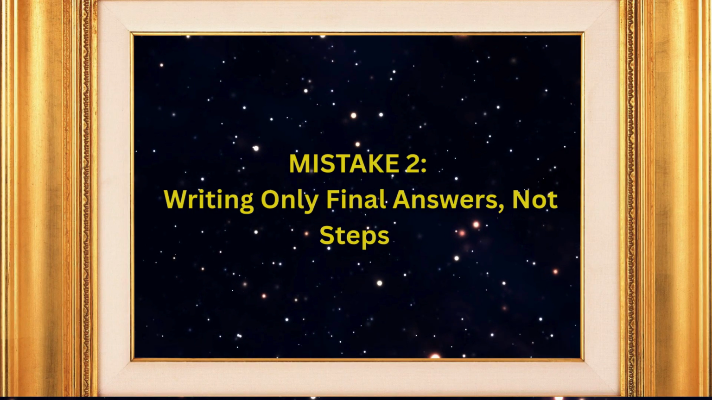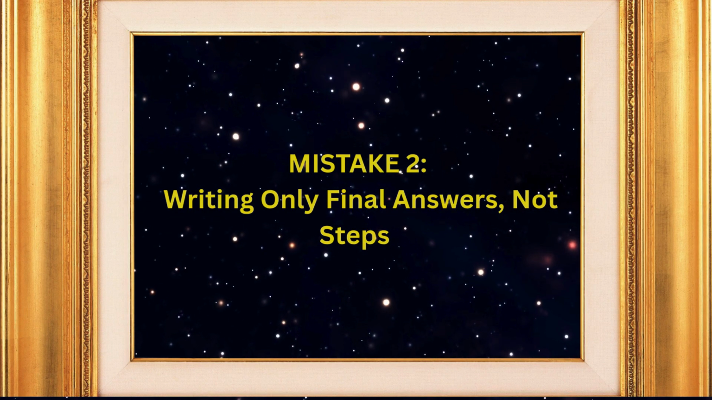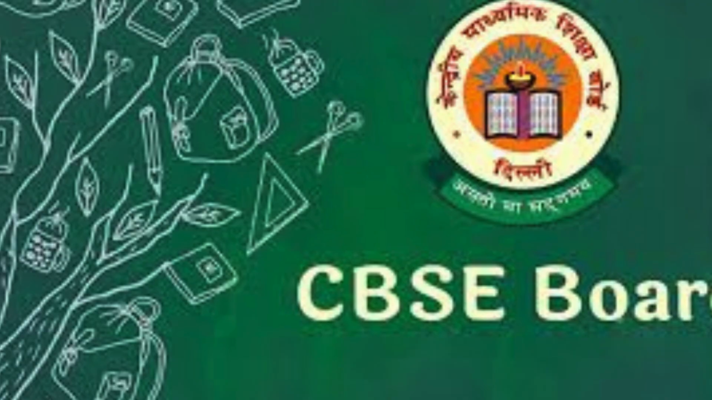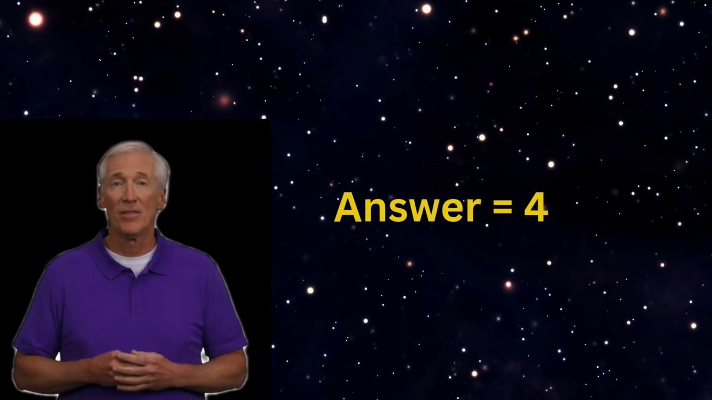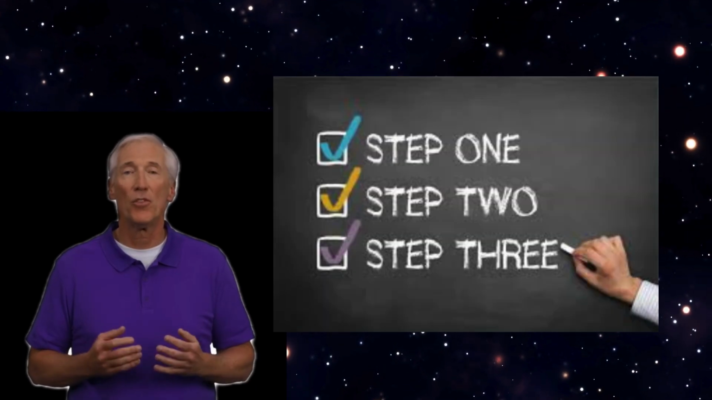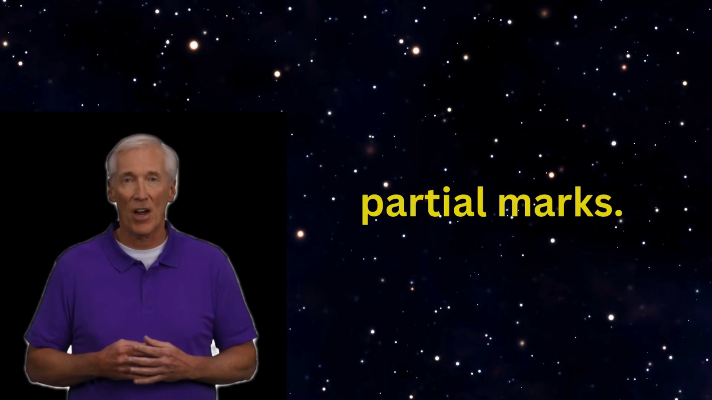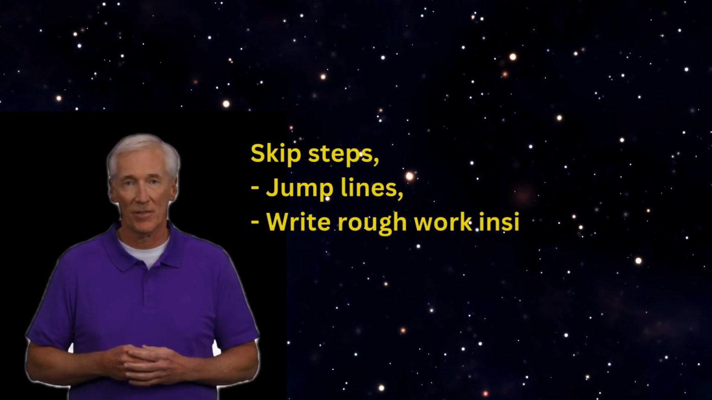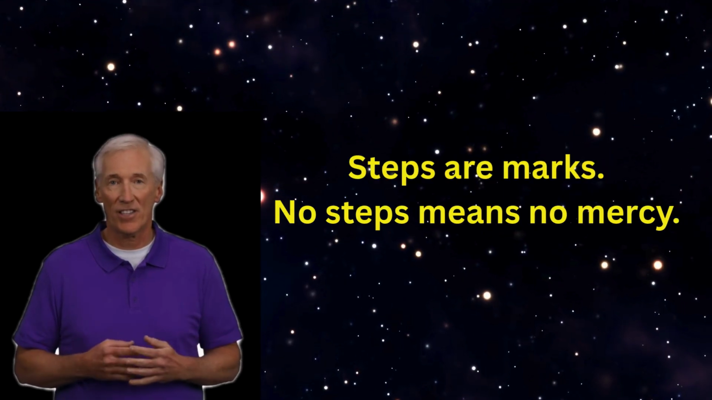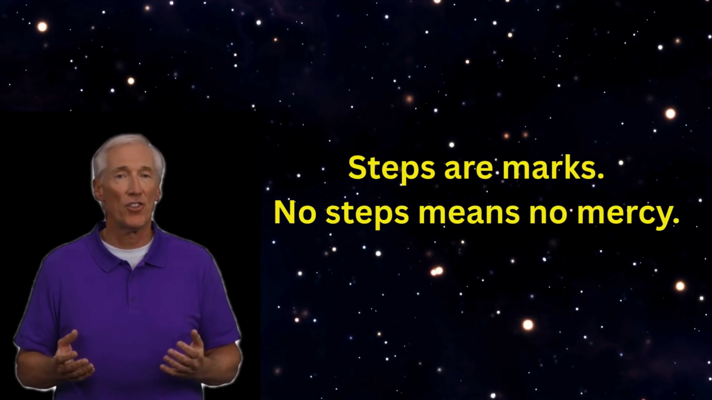Mistake 2. Writing only final answers, not steps. This is maths, not a MCQ test. CBSE follows stepwise marking. If you write answer equals 4 and the answer is wrong, you get 0. But if you write steps and make a small calculation mistake, you still get partial marks. Many students know the method but skip steps, jump lines, write rough work inside the answer, and then cry after results. Golden rule to avoid this is, even if you know the answer mentally, write the steps. Steps are marks. No steps means no mercy.